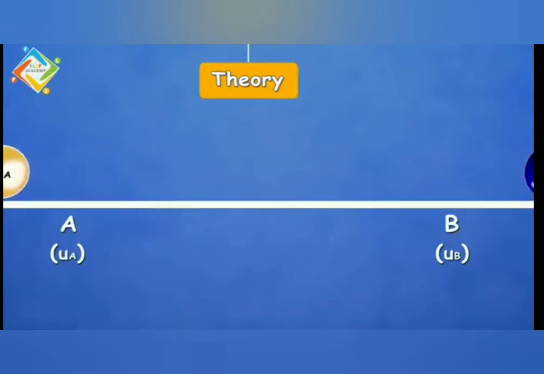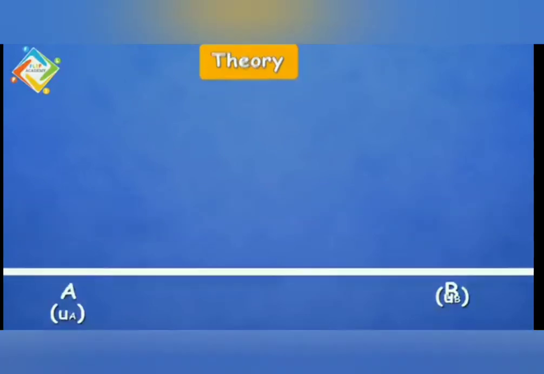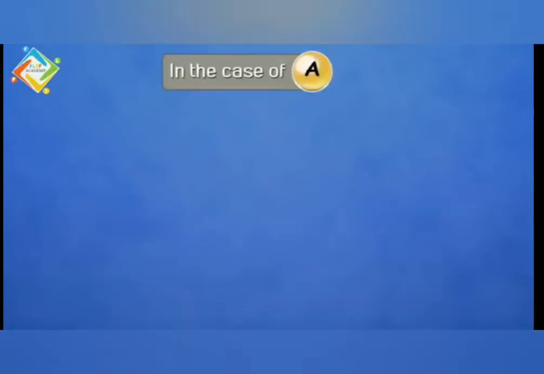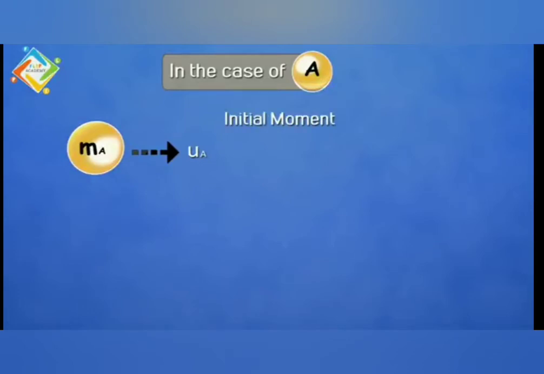In order to understand it more clearly, now let's formulate it. In the case of ball A, which is moving with the initial velocity UA, the initial momentum before collision is given by MA into UA.